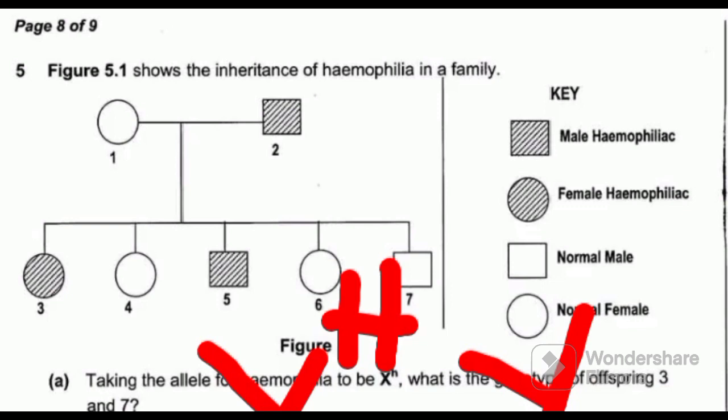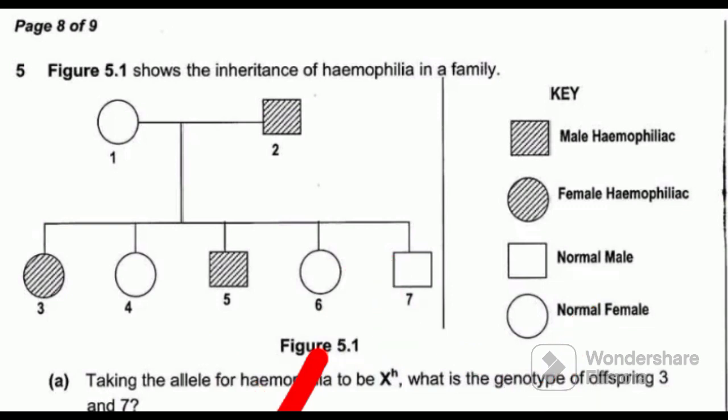Question B. Offspring 4 married a person with similar genotype to offspring 7.